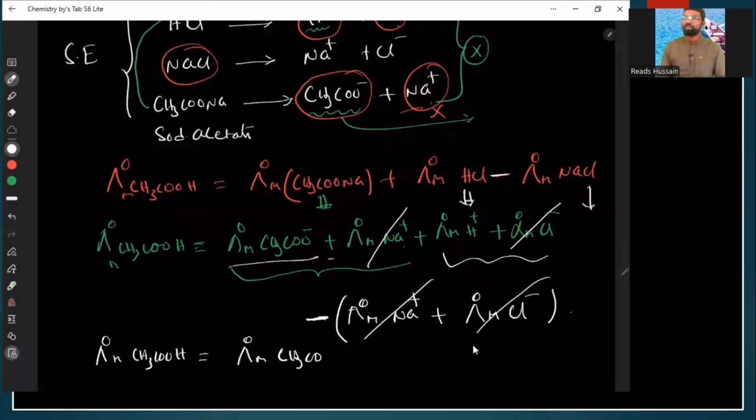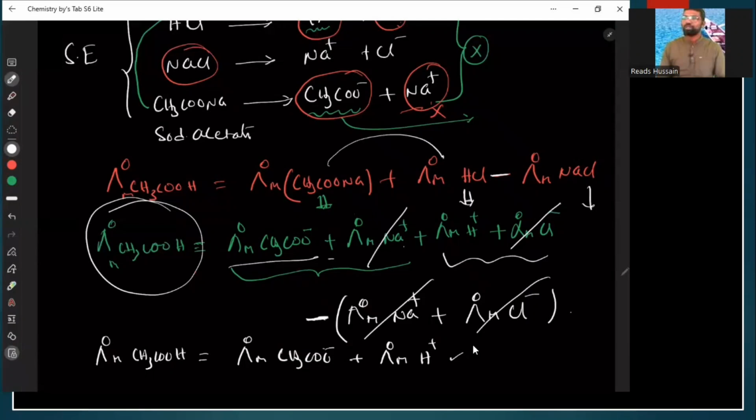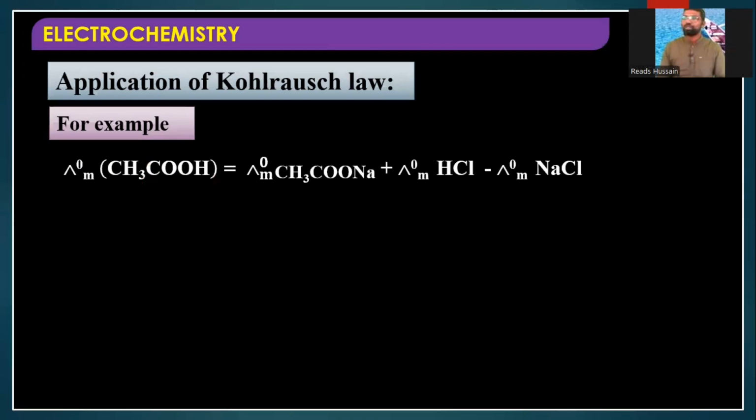CH3COO minus plus limiting molar conductivity of H plus. That's all. So that means to get the limiting molar conductivity of a weak electrolyte, we have added two strong electrolytes and we have subtracted one electrolyte. If you have not understood this explanation, you need not worry. I will explain this many times in our coming explanations. But it is very, very important.